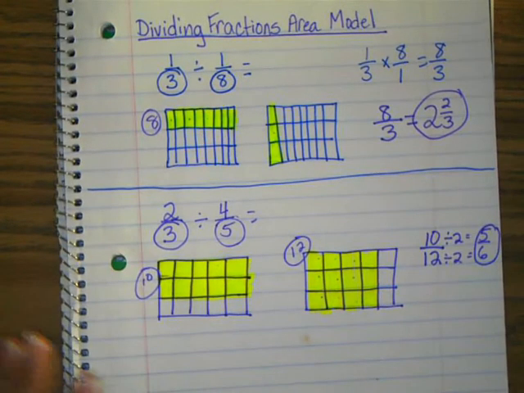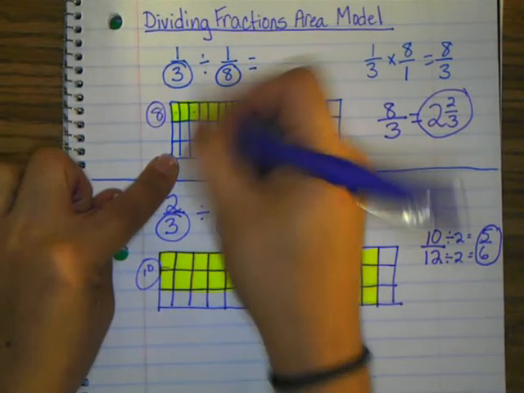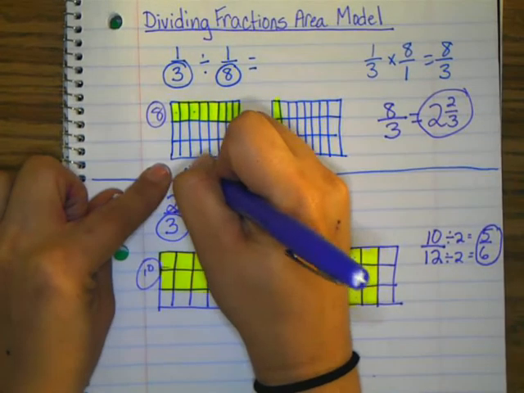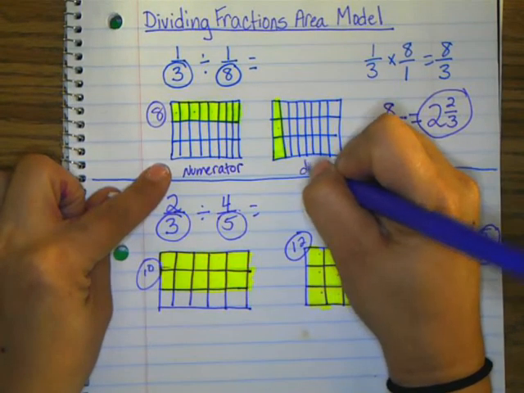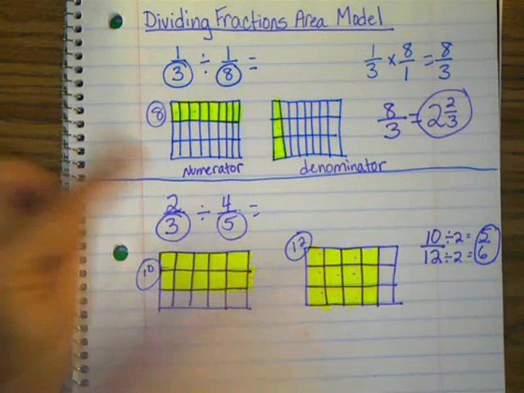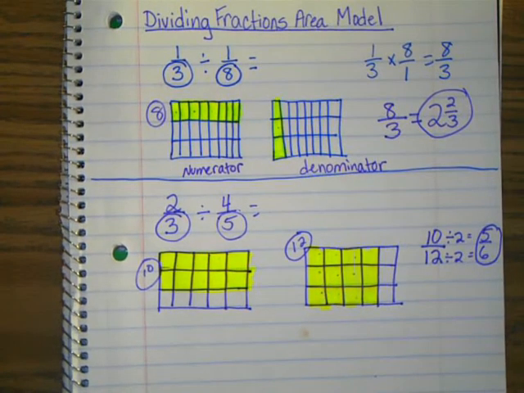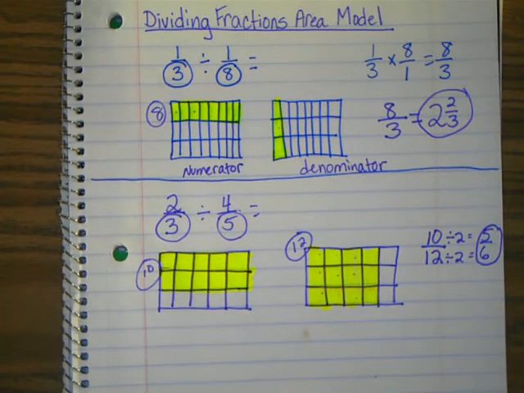Okay, so if I go back to the first one, this is where I do. The first rectangle is your numerator. So we have 1, 2, 3, 4, 5, 6, 7, 8 shaded. That's your numerator. The second one, I have 3 shaded, which is my denominator. If I have 8/3, it's an improper fraction. I need to change it to a mixed number.